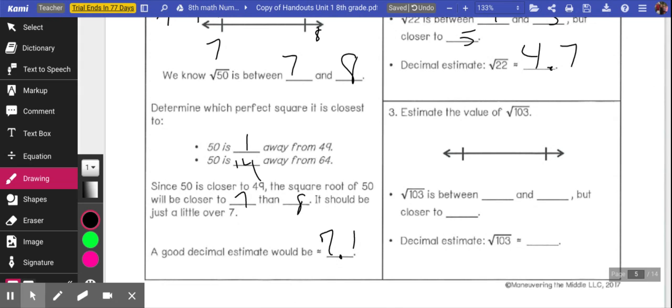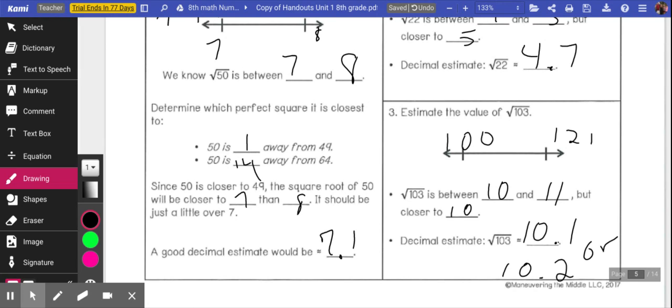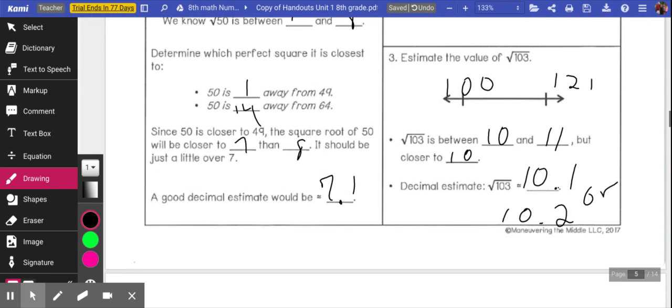Okay, so you go ahead and pause it and try number 3 and see what you get. Again, you can rewind and listen to those again. Okay, so you should have gotten, it's an estimate, 10.1, 10.2, even 10.3 would be okay. Anything below the 0.5 mark.